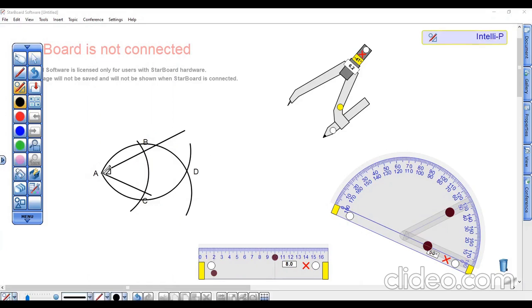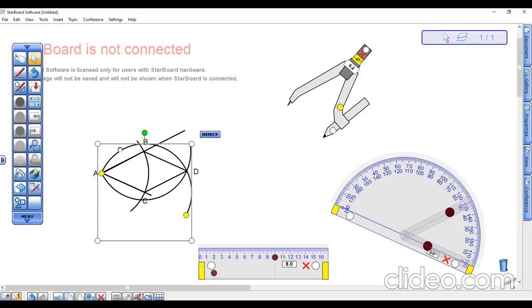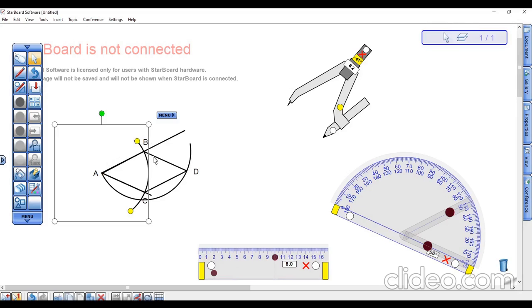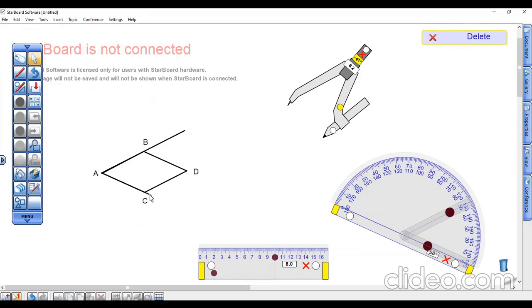So here's D. Now the only thing I need to do is to connect the vertex to another vertex. So I'll connect vertex A to B, B to D, D to C, and C to A. To make it easier to visualize, I'm going to erase all these arcs here. And here we have our rhombus, okay?